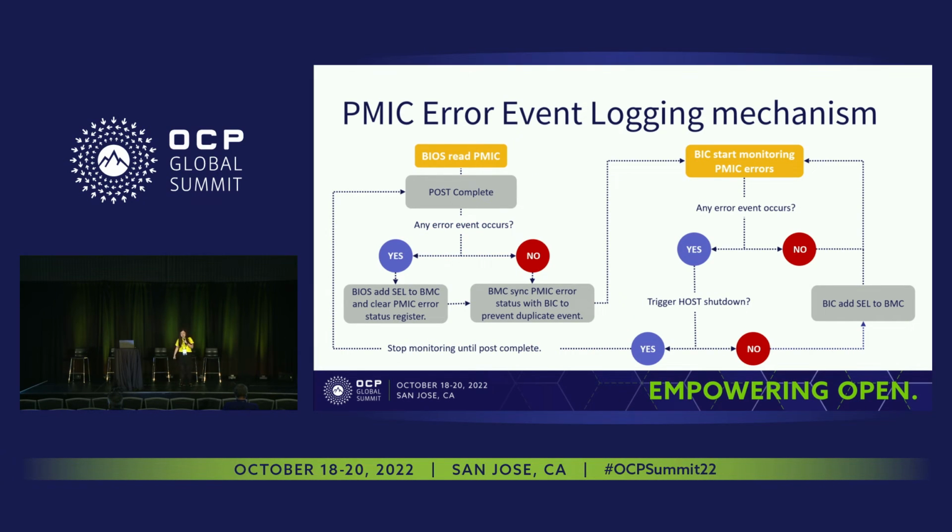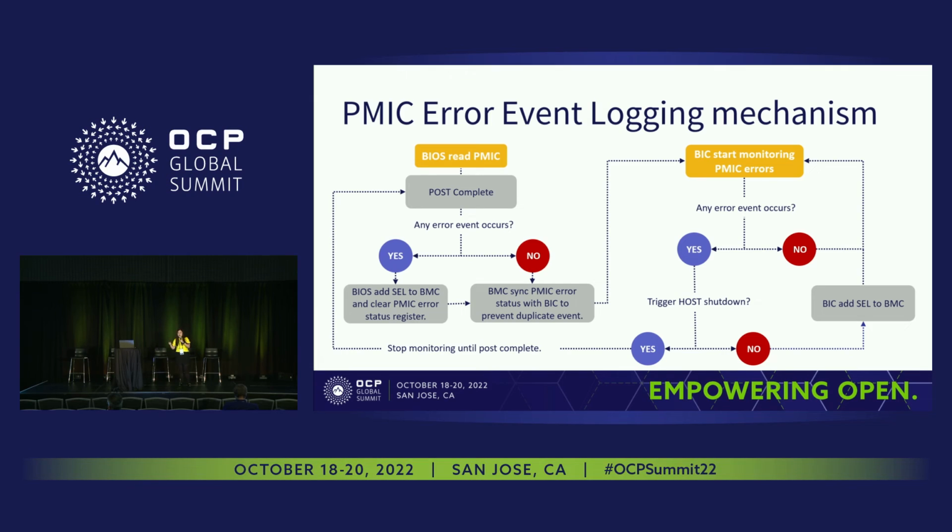Yeah, so let's talk about the PMIC error event logging mechanism. Before BIOS POST completes, BIOS reads the PMIC errors, and if any error event occurs, BIOS adds the SEL to BMC and clears the error status. No matter whether there are any error events or not, BMC will sync the PMIC error status with the bridge IC to prevent duplicate events, and then the bridge IC starts monitoring the PMIC errors.